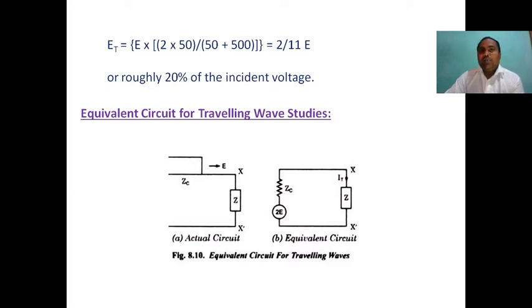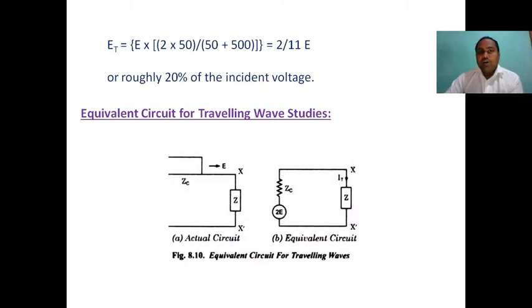Why? In the open circuit condition, the voltage E is already present at the receiving end, and also the voltage wave travels from sending end to receiving end. That is, the incident wave E is added to the other E. That gives two times E, which is called the doubling effect.